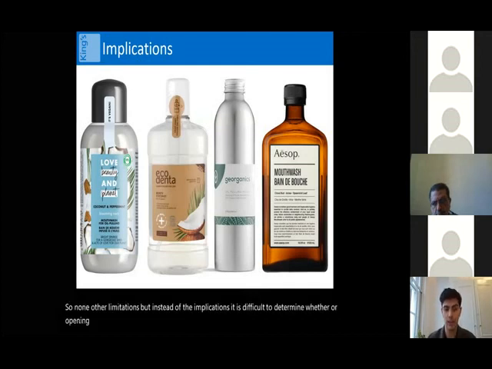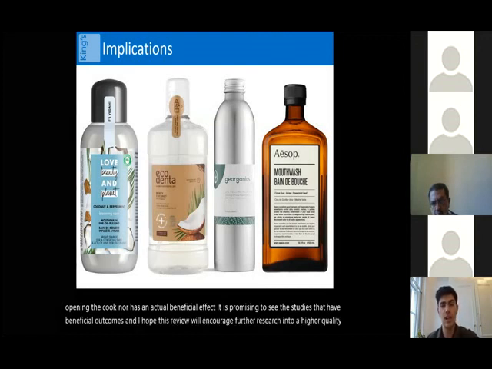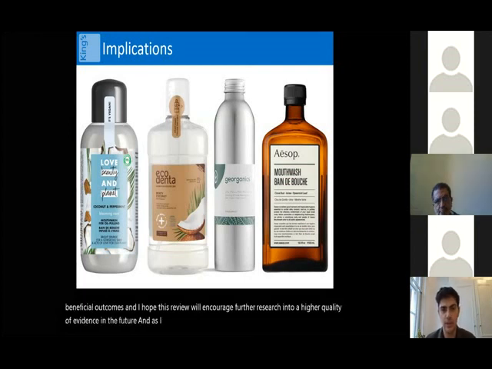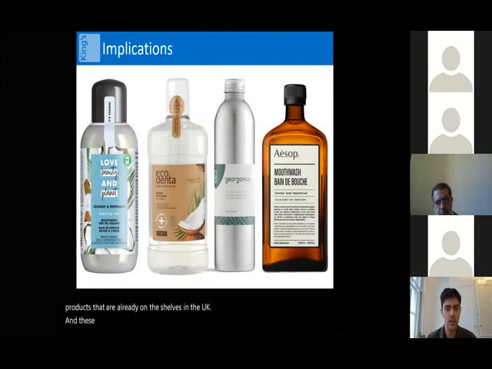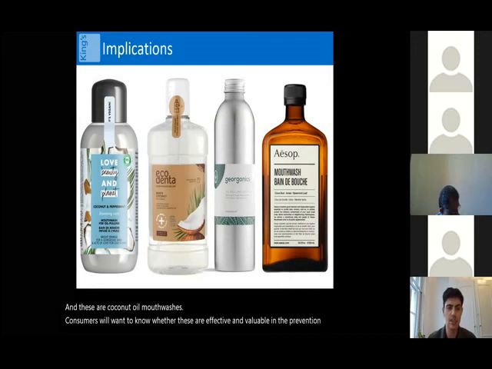But in terms of the implications, it is difficult to determine whether oil pulling with coconut oil has an actual beneficial effect. It is promising to see the studies that have beneficial outcomes, and I hope this review will encourage further research into a higher quality of evidence in the future. And as I can show you on the screen, these are just 4 products that are already on the shelves in the UK. And these are coconut oil mouthwashes. Consumers will want to know whether these are effective and valuable in the prevention of periodontal disease and dental caries.